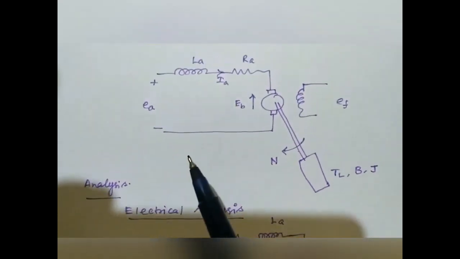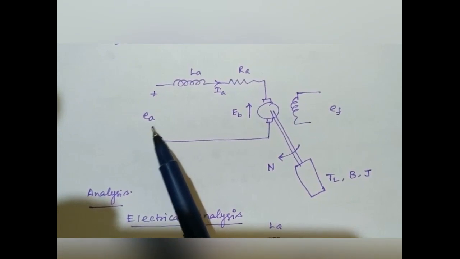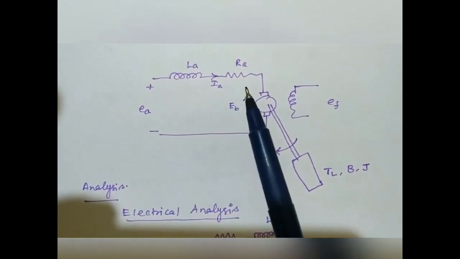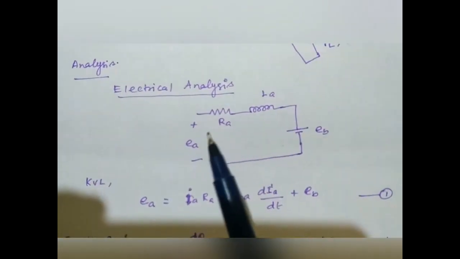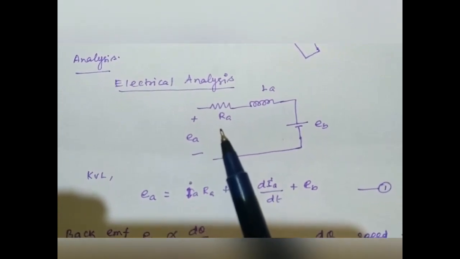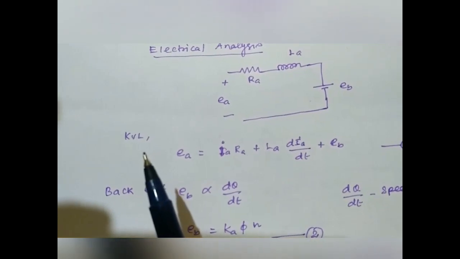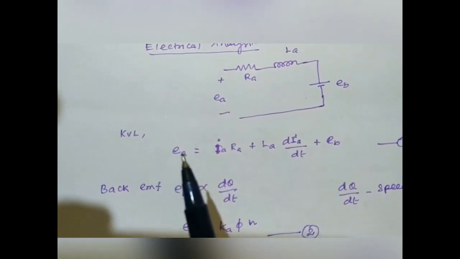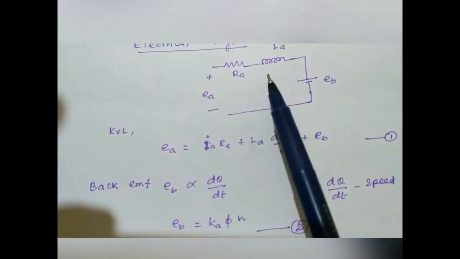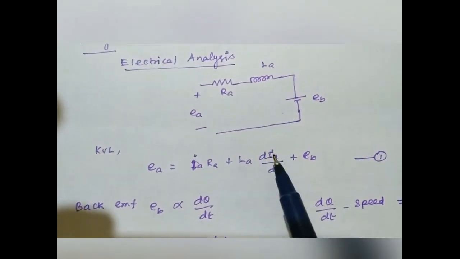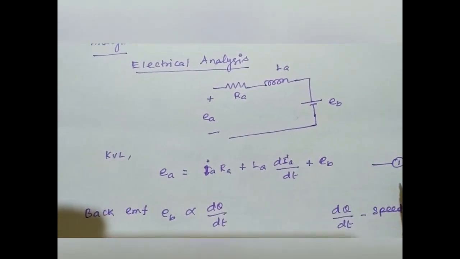Now this circuit is the electrical analysis, where we have the supply voltage, the armature voltage EA, armature inductance, armature resistance, and EB, the back EMF. So that can be drawn like this. From this circuit we can apply Kirchhoff's voltage law. Applied voltage EA is equal to the drop in the resistor IA RA, plus the drop in the inductance, L into dI by dt, plus back EMF EB. So this is equation 1.